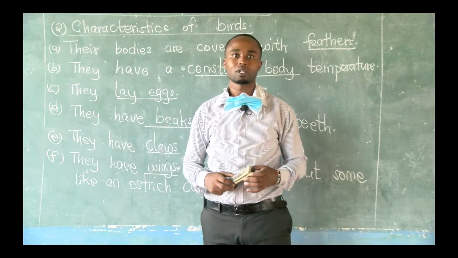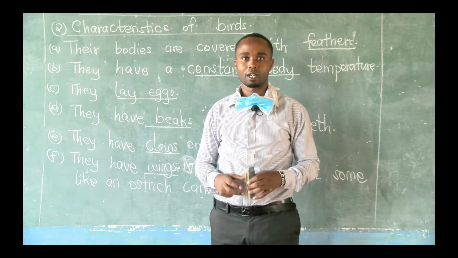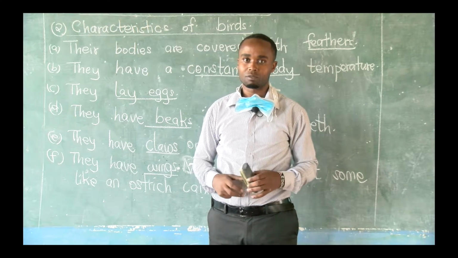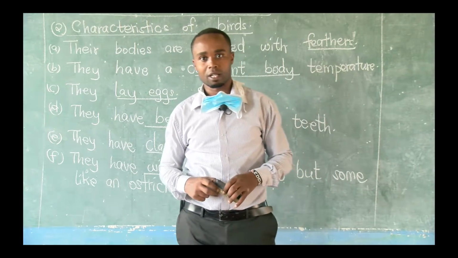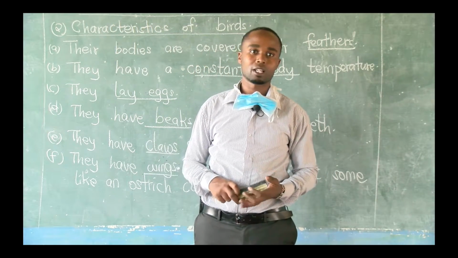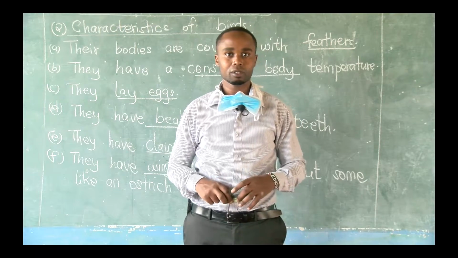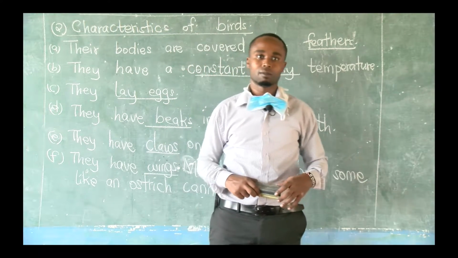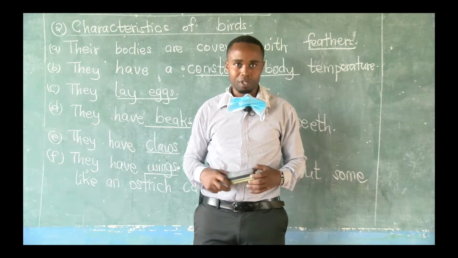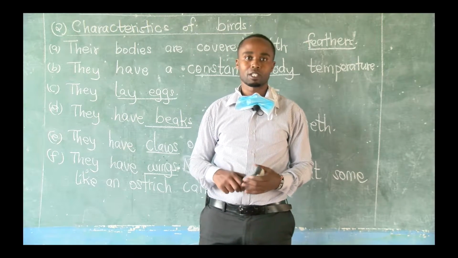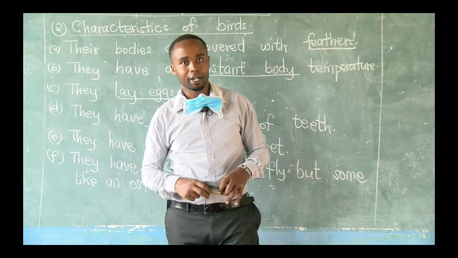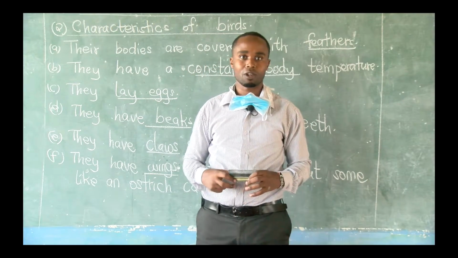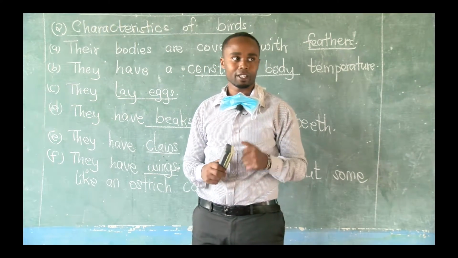So last time we talked about animals, we were talking about classification of animals. We talked about the two classes of animals. We said that we have vertebrates and invertebrates. We said that vertebrates are animals with a backbone. Invertebrates are animals without a backbone. Then we looked at the classes of vertebrates, whereby we said that there are 5 classes.